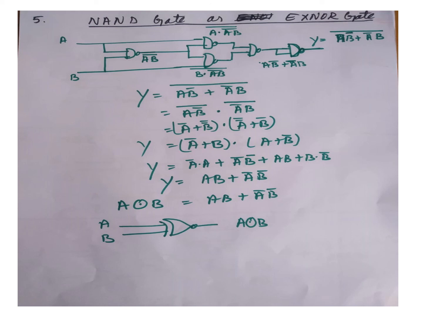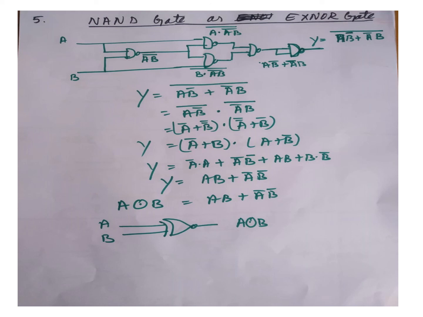If you distribute this inside, I have A complement dot A plus A complement B complement plus AB plus B dot B complement. The product of the complement and the variable is equal to 0. So we have A complement dot A is equal to 0, B complement dot B is equal to 0. So we are left with AB plus A complement B complement. This is nothing but the XNOR operation for the two inputs A and B. So A XNOR B is equal to AB plus A complement B complement.